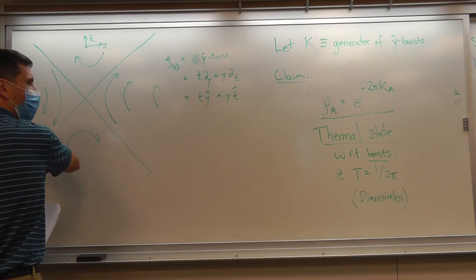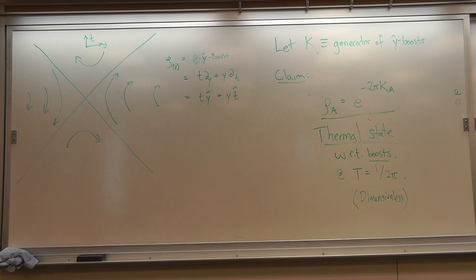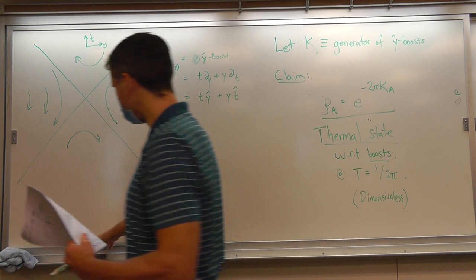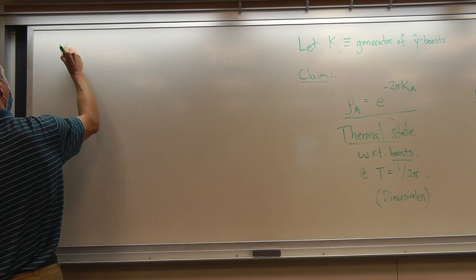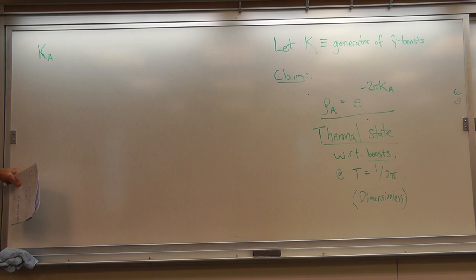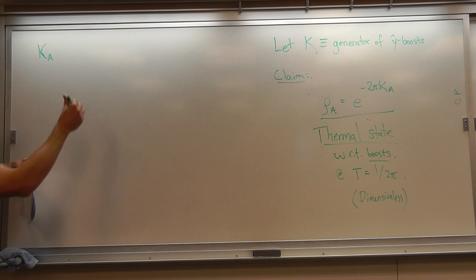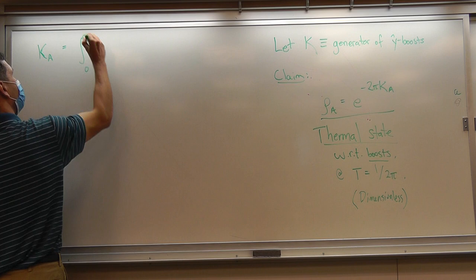So now that we've defined everything, we've defined K, and now we're going to derive this formula for the density matrix. I suppose I should write a formula for K sub A. I think it's obvious what it should be. This is an operator that we're writing, and the piece of this operator associated to region A is just that piece of the integral. Okay, so K_A is the integral dy from 0 to infinity, integral dx perp, y T_tt.